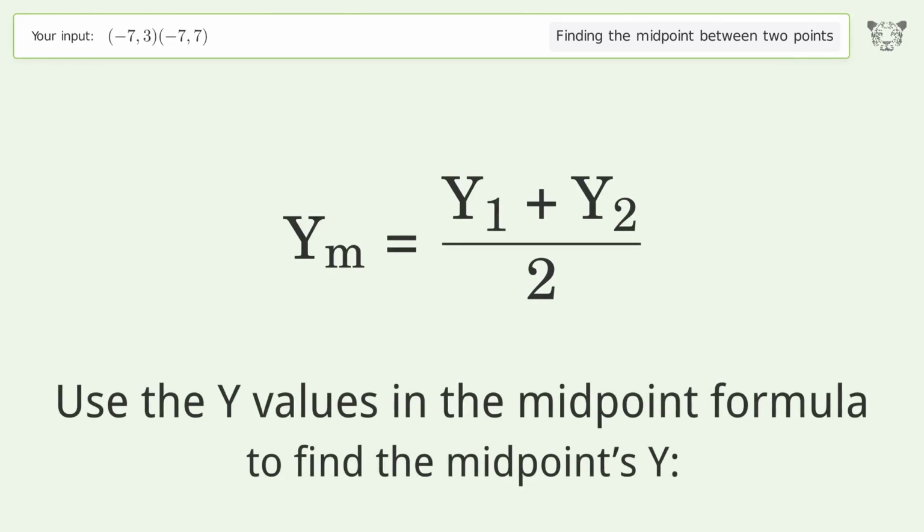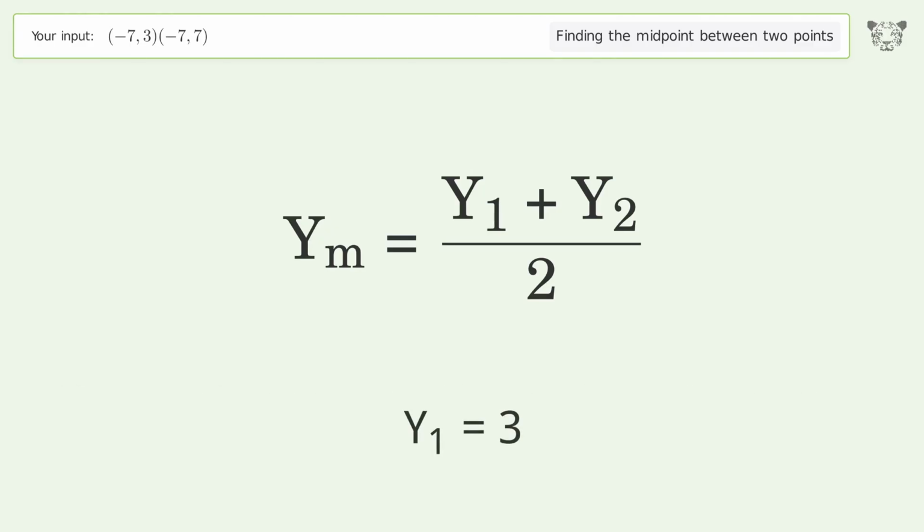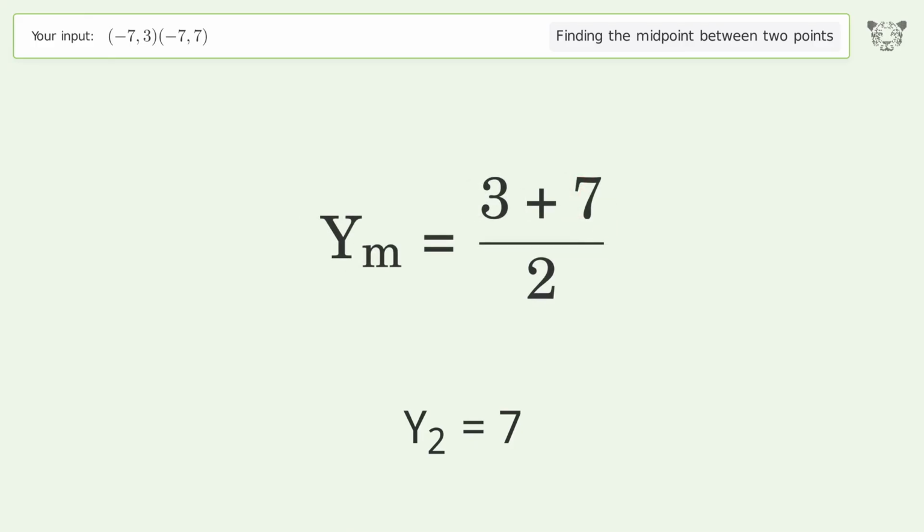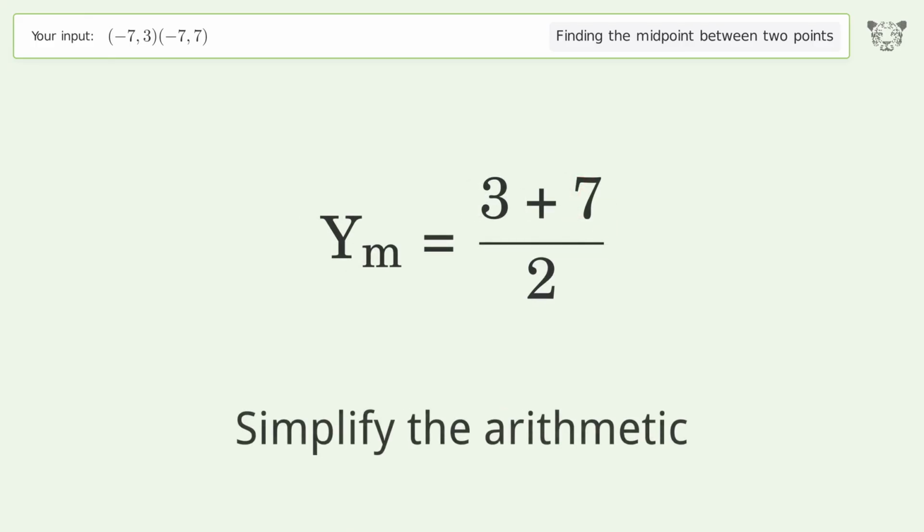Use the y values in the midpoint formula to find the midpoint's y. y1 equals 3. y2 equals 7. Simplify the arithmetic.